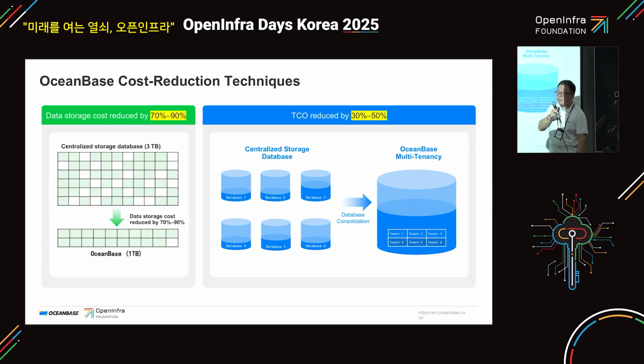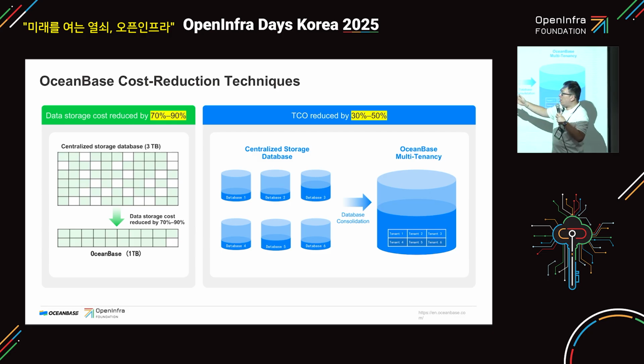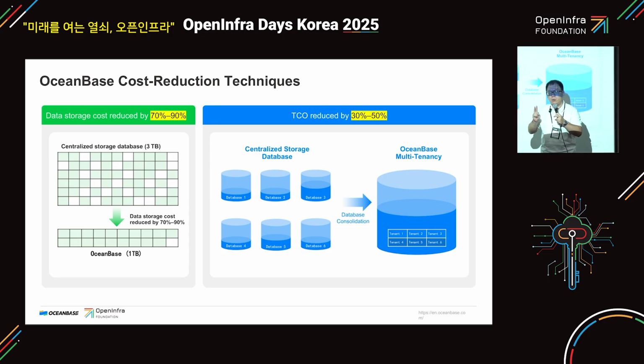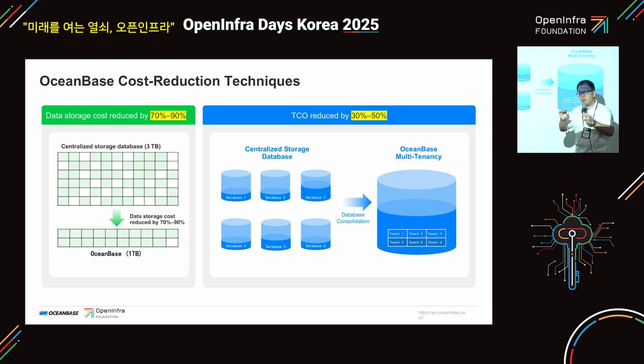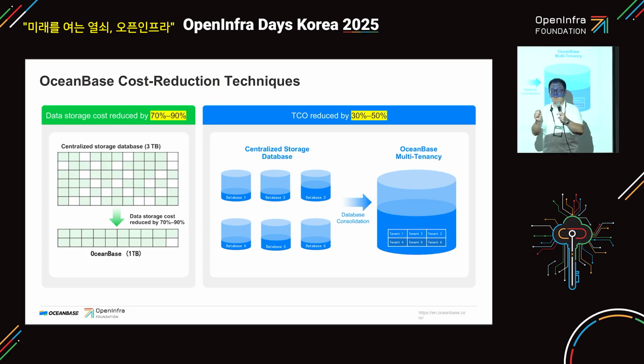Besides, OceanBase also has strong compression performance. Compared to normal databases, in OceanBase, data storage cost is reduced by 70 to 90%, and TCO is reduced by 50 to 70%. Why can OceanBase do that? Because OceanBase has two compression layers. In addition to the normal compression layer, OceanBase has an extra layer of data encoding, effectively compressing the data twice.